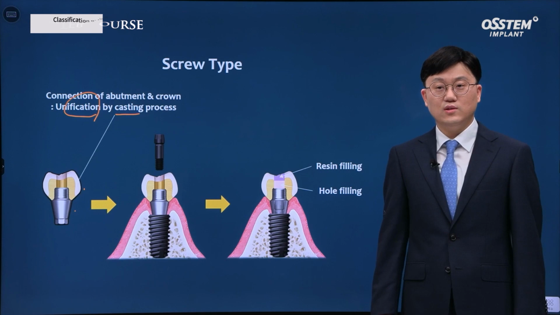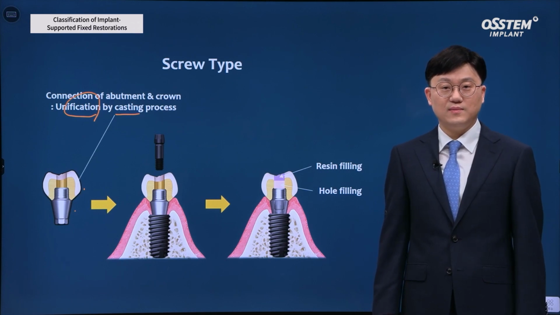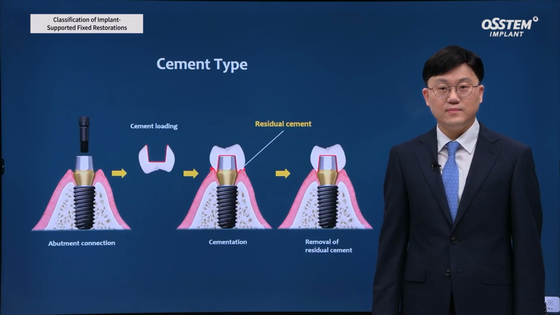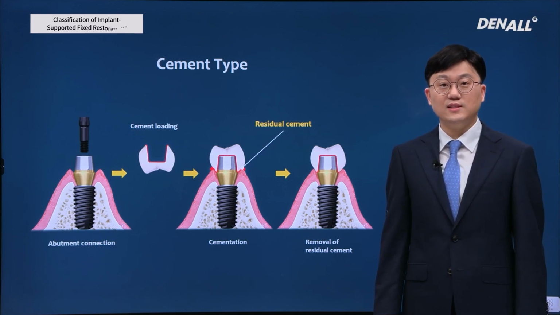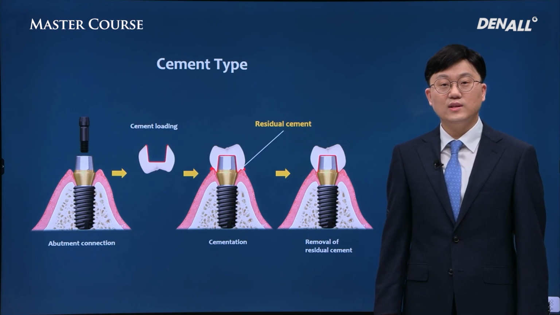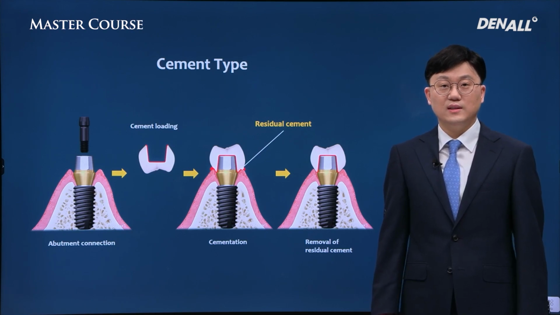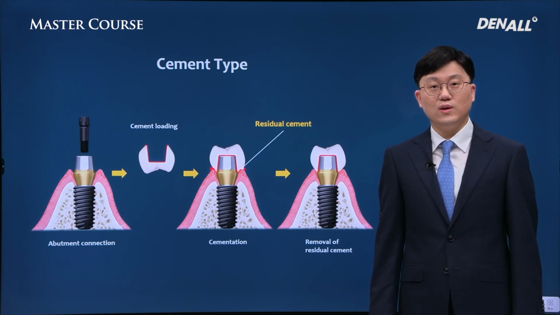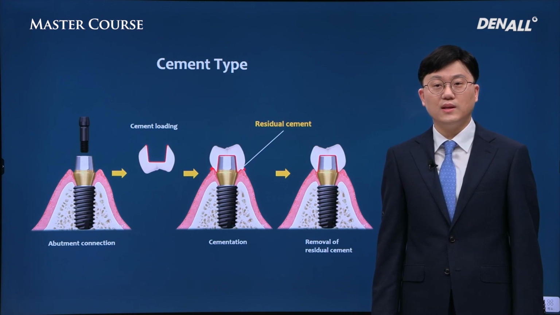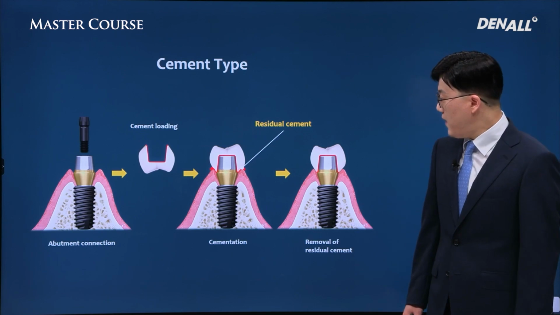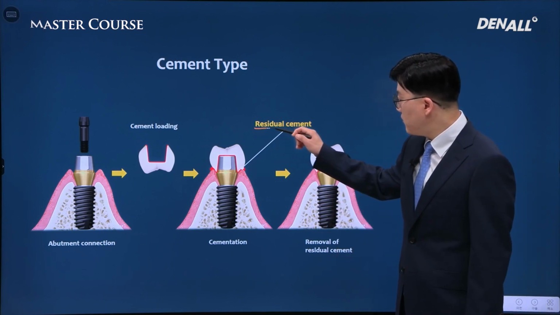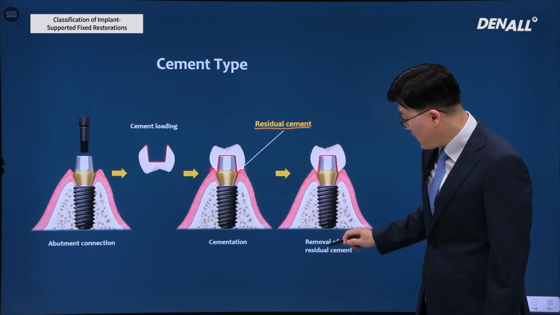The screw hole is sealed. On the other hand, as for cement type, the abutment is connected to the implant and then try-in of the crown is performed. In a similar way as you do prosthodontic treatment on natural teeth, the crown is tried in and finally, after adjustment, cement is applied and it is bonded. In this case, there's residual cement, and removing residual cement is the most important aspect here.